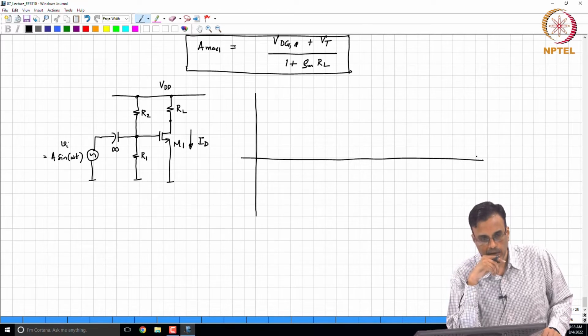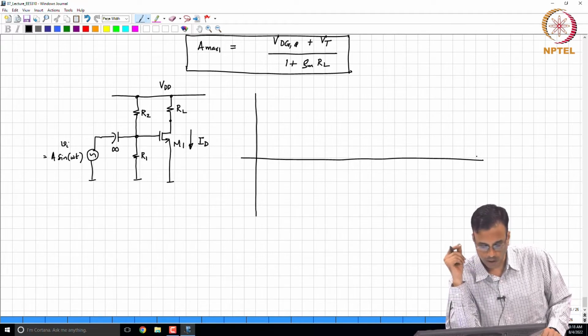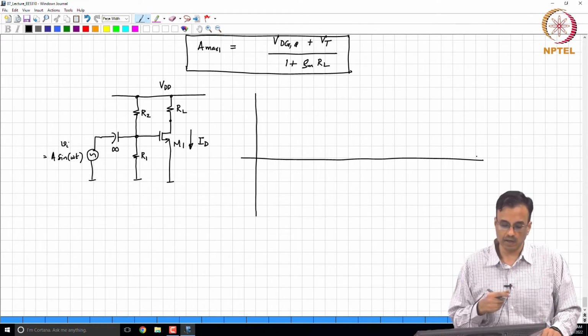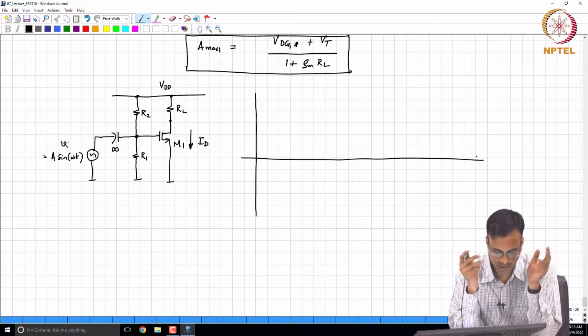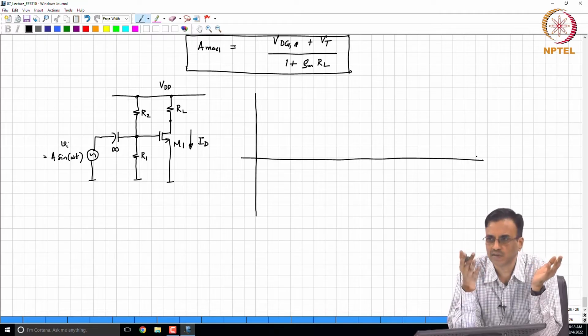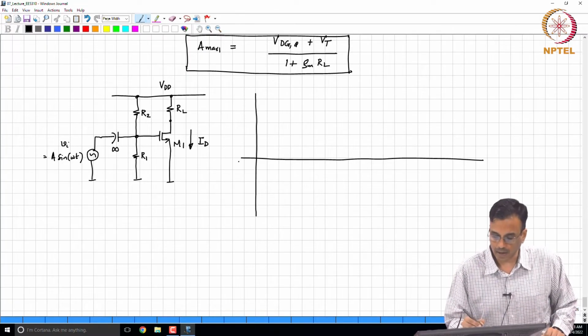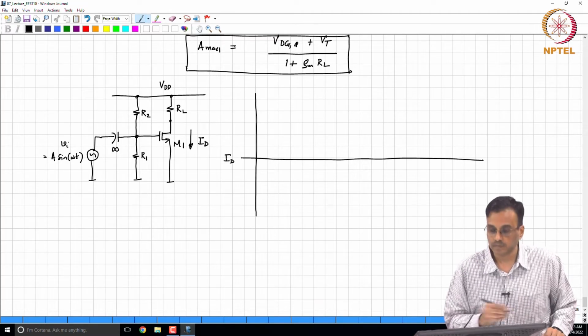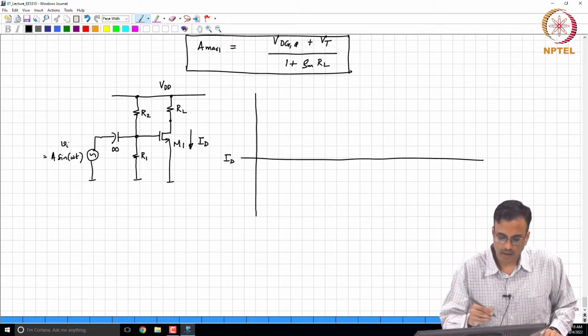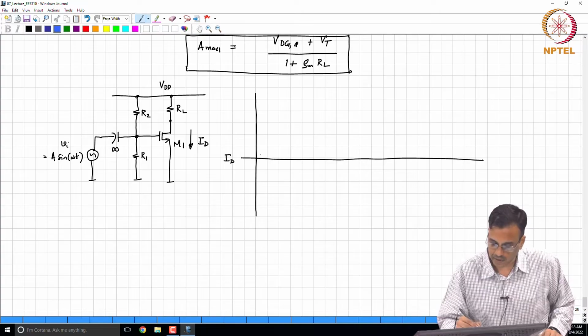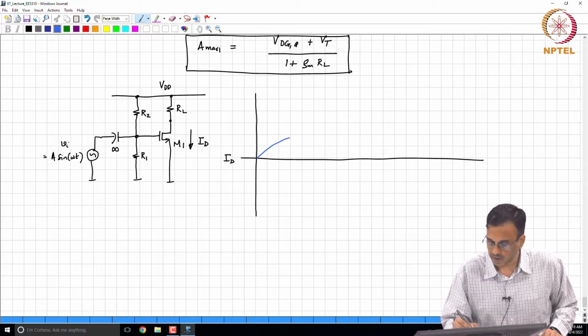So the bottom line is that in the negative half of the input cycle there is no danger of the transistor getting into the triode region. On the other hand, what comment can we make about the total current in the transistor? The quiescent value is ID.